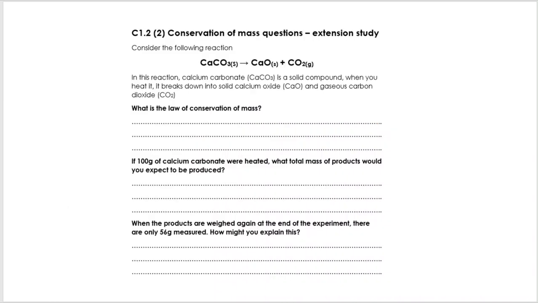We're going to finish off by taking a look at the conservation of mass. Have a read through, have a think about it, try it, and then review your answers. So the law of conservation of mass is that the total mass of products is equal to the total mass of reactants. So if we heated 100 grams of calcium carbonate and broke it down, we would expect 100 grams of product to be made.